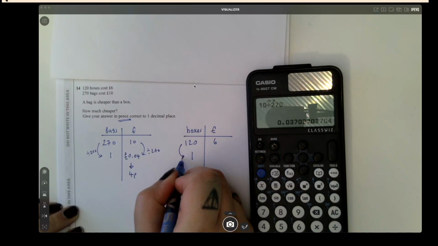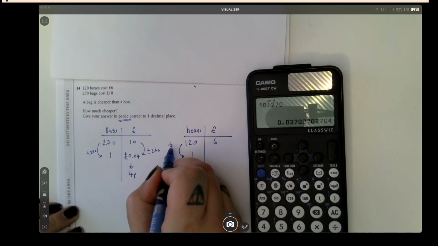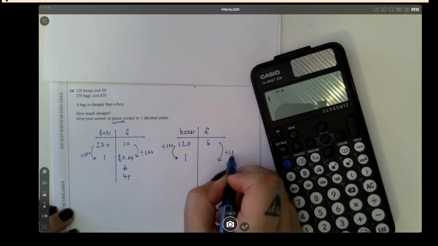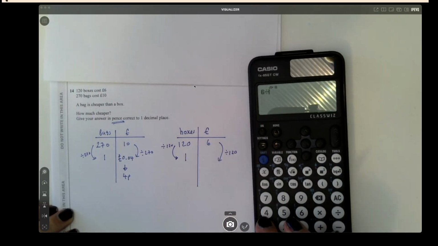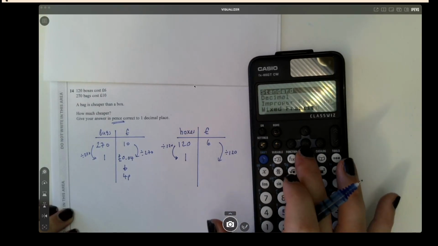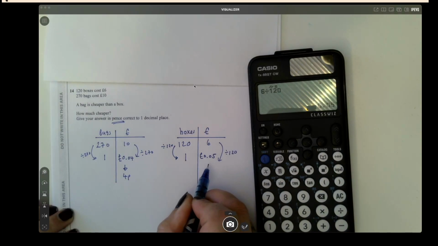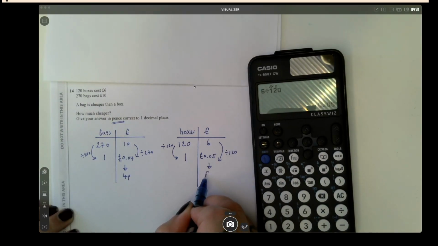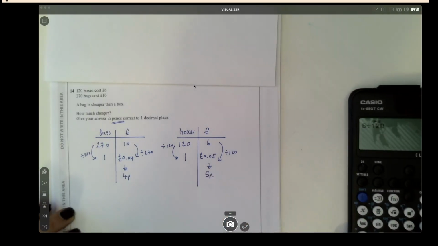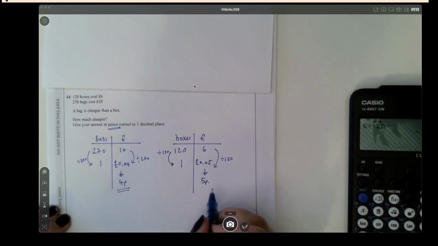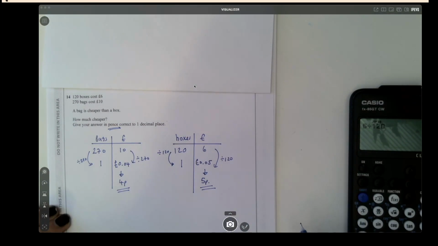Let's do the same over here. So we want 1, so we're going to divide by 120. So 6 divided by 120 is 0.05 pounds, which is 5 pence. So a bag is cheaper than a box. Well, it is. A bag is 4 pence. A box is 5 pence.